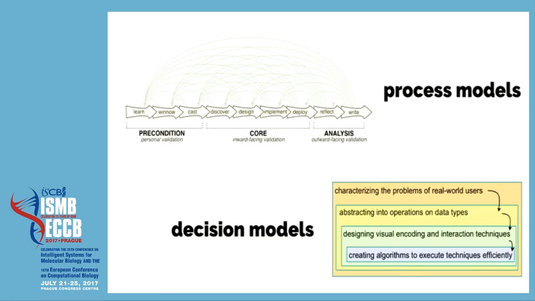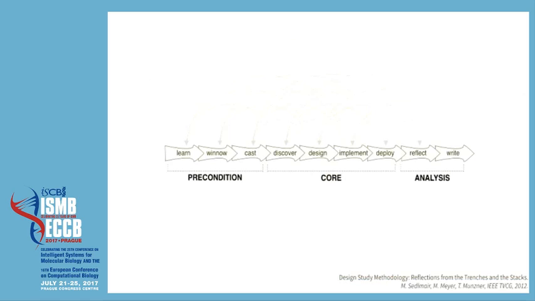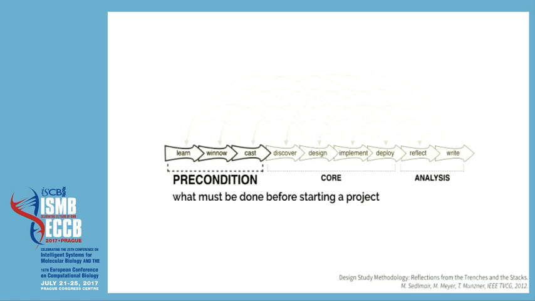The second set of models are what we call design decision models. These really cross-cut process models by talking about the kinds of decisions that we make along the way. I'm going to briefly tell you about two examples, one for each of these. First, thinking about process models, one of the more widely used process models today is something called the 9-stage framework. I'm showing you a pictorial representation of that here. This framework was really designed to support people doing what's called design study research. It has a number of stages, but one of the important bits is that they're broken into three core components. The first one is the set of things you do in the precondition phase.